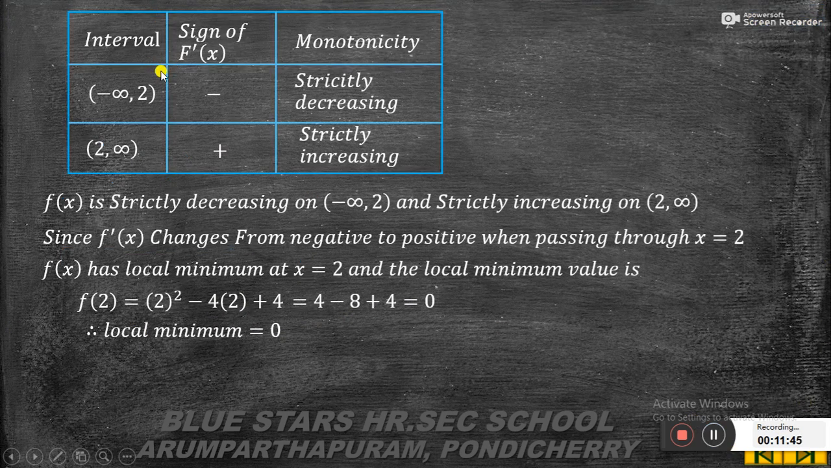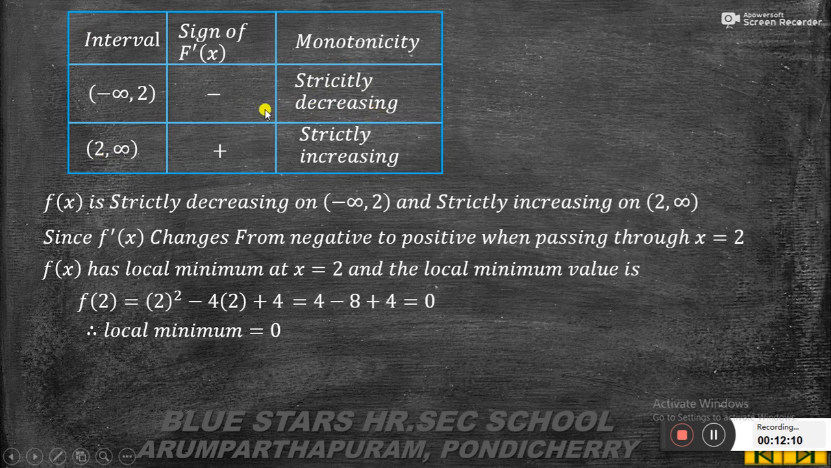Next I make the table. First column interval, second column sign of small f dash of x, next monotonicity. The intervals are minus infinity comma 2 and 2 comma infinity. For the sign of f dash of x, I substitute any value from this interval, and I get a negative answer. Minus means it is strictly decreasing.